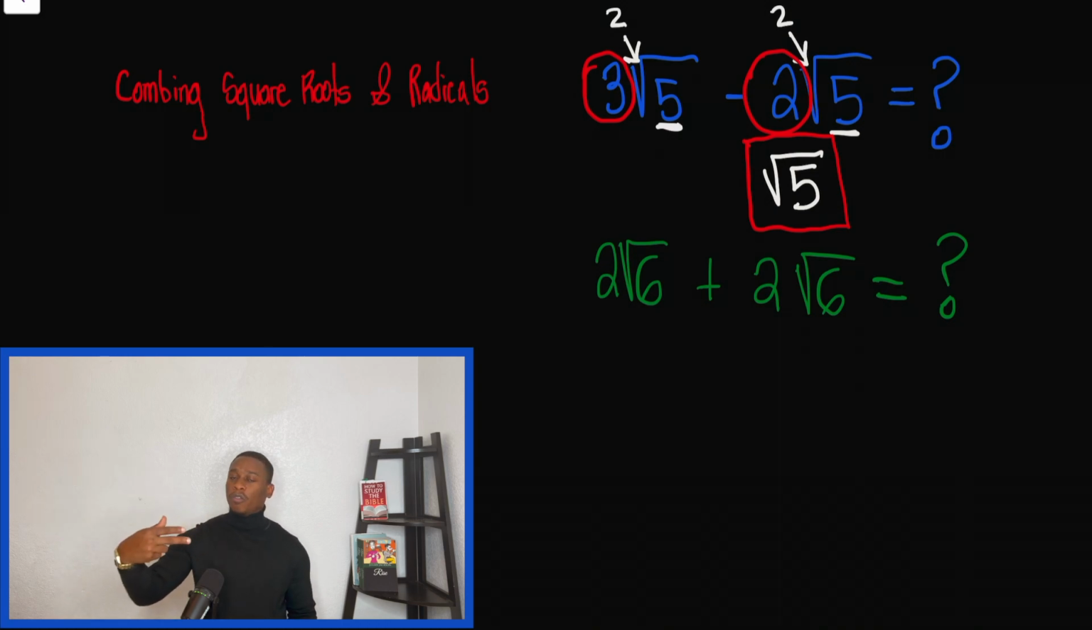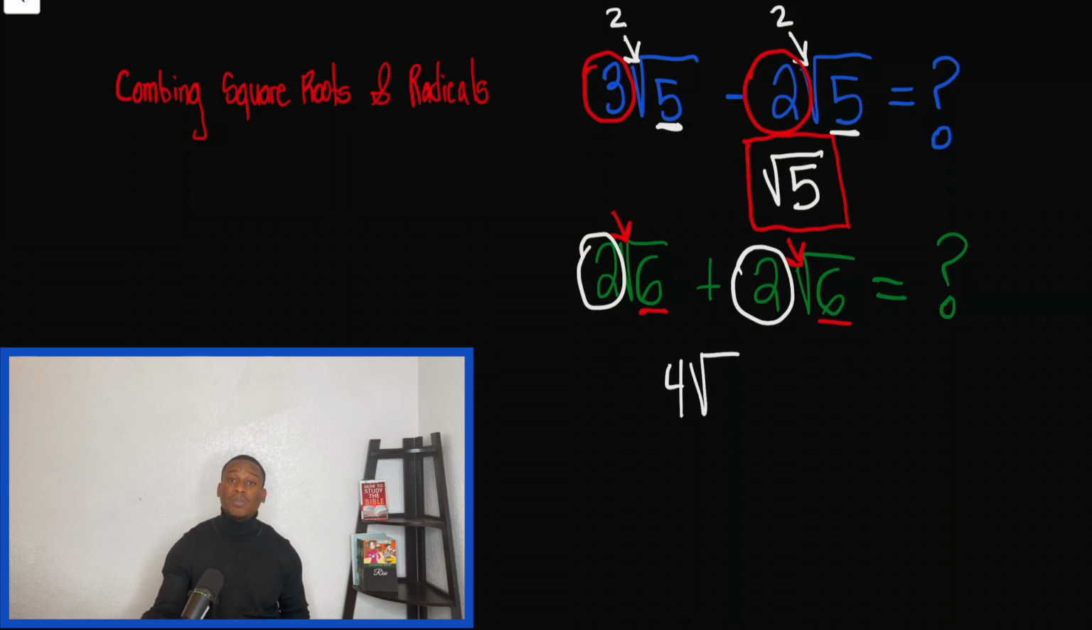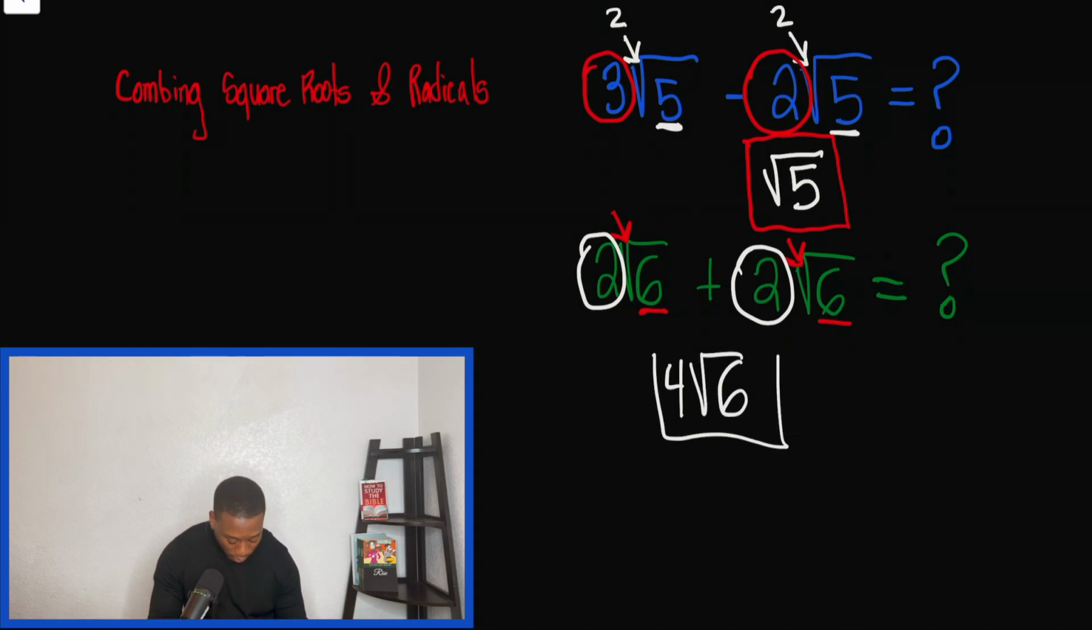All right, so we go over to our second example now, and those two rules are already true. We know that the root, also known as the index, is 2. When it's not written, we know it's 2. Same number under the radical. So now what I'm going to do is focus on combining those two numbers in front of the radical. So my answer should be 4 radical 6, right?